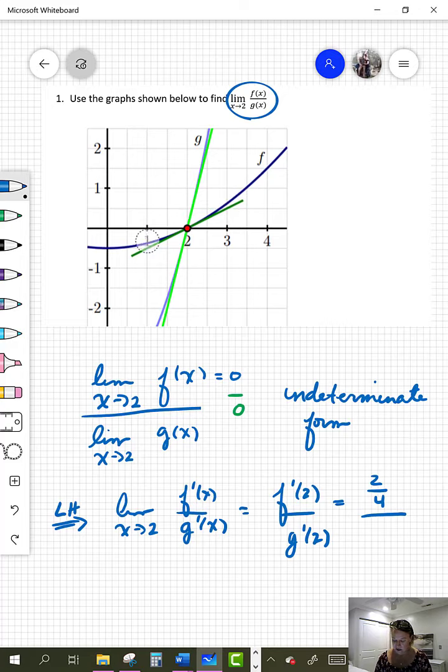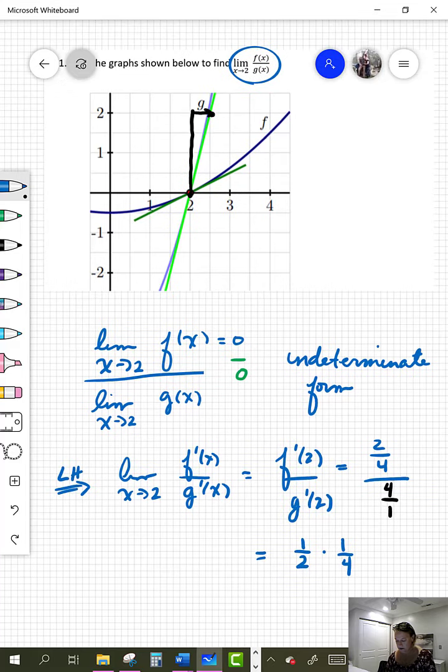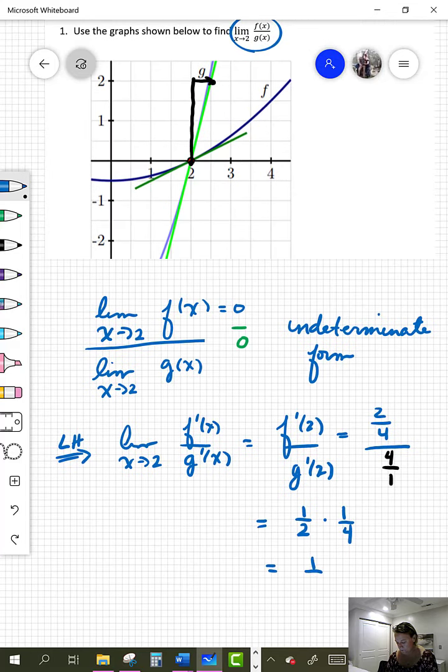So again, if I look at the graph of the tangent line, I see I have a point here. Looks like I have a point here. So I'm rising up 4 and running over 1 to the right. So let's just simplify this. We have 1/2 divided by 4, which is the same thing as multiplying by the reciprocal 1/4. And so the limit as x approaches 2 of f of x divided by g of x is going to give us 1/8.